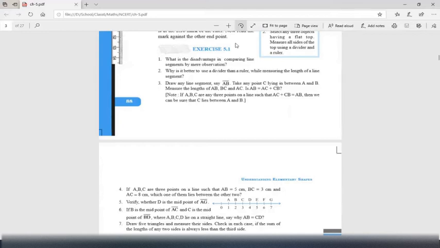Let me draw and show it to you. If I draw a line and I say it A to B, okay, mark any point C here. So it is asking, is the measure of AB, so it is saying if the measure of line AB is the sum of AC and CB.